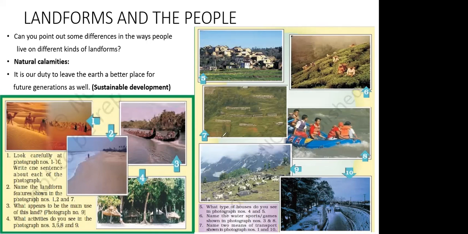So the next question is, Ramakant sir, you are not audible. What type of houses do you see in the photograph 4? Yes. In the photograph 4 and photograph 5, what kind of houses? Buildings.